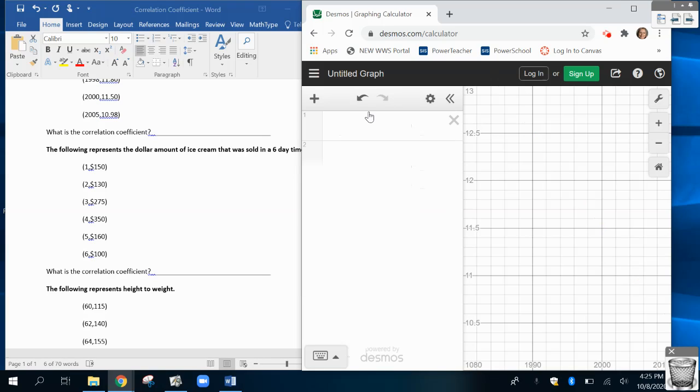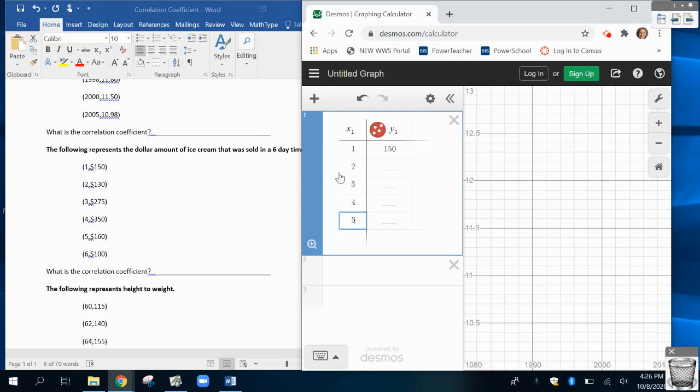Now that we sort of know what we're doing, this represents the dollar amount of ice cream that was sold in a 6-day time frame. So the first thing I'm going to do is press add, and then I'm going to do my table. I'm going to start entering my data. I guess I want to go down 2, 3, 4, 5. Okay, and I'm going to do my Y side.